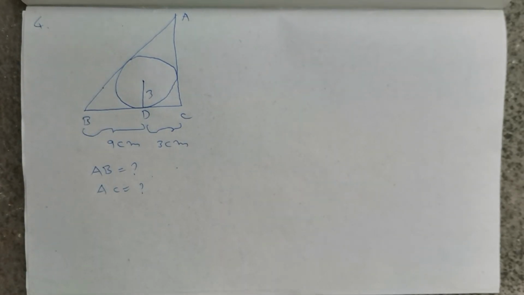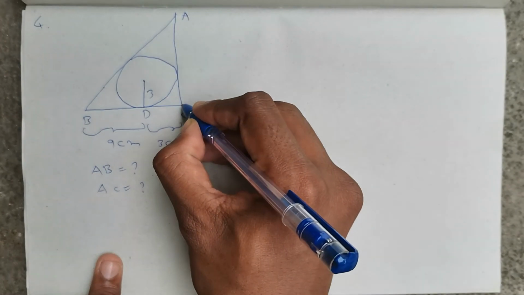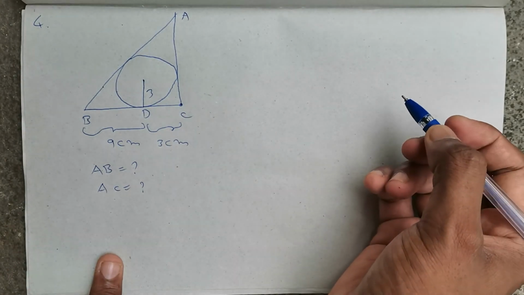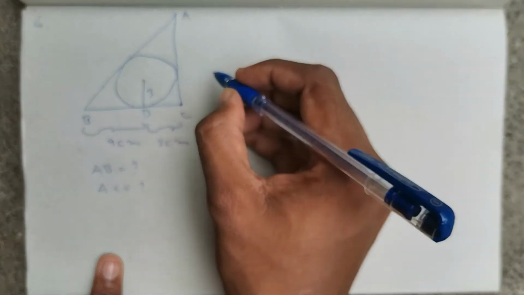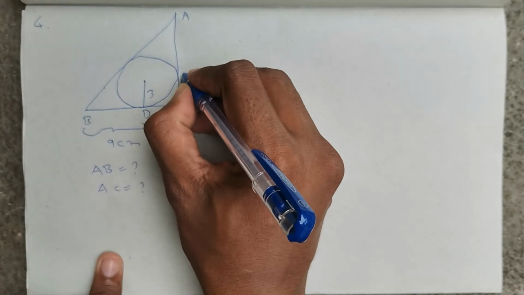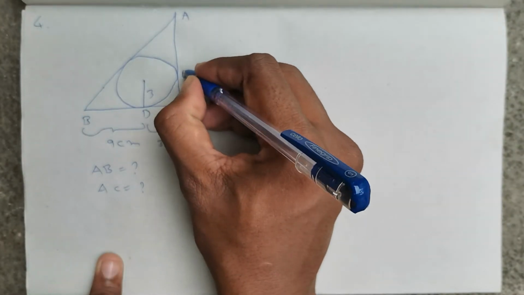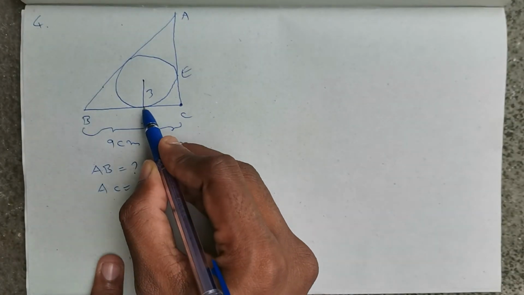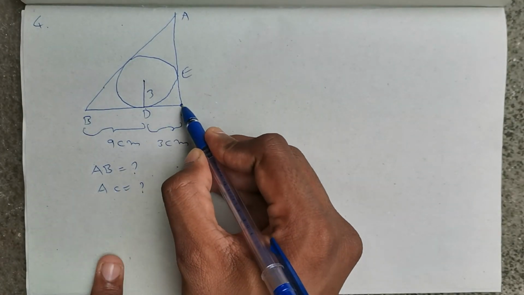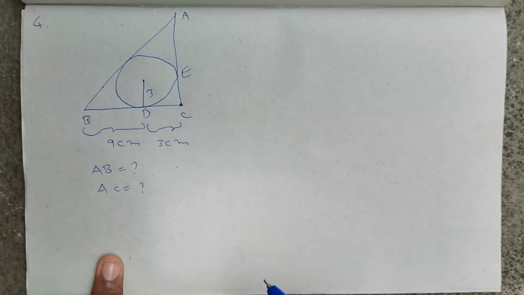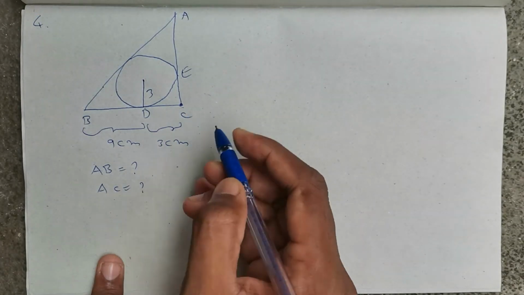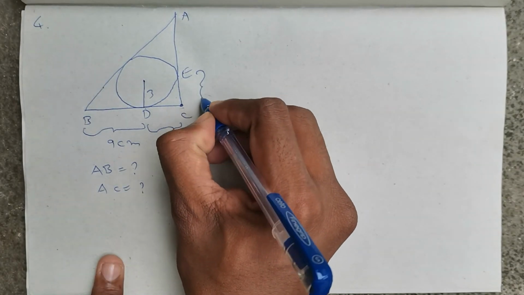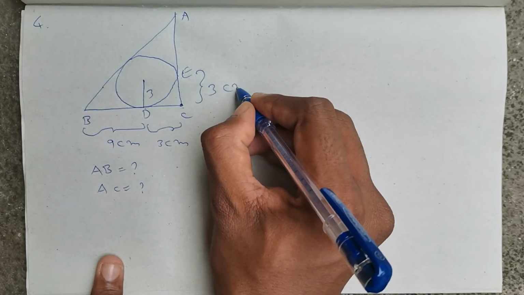So if we observe the figure clearly, here point C is outside of the circle, and I will write something here. A, B, C, D completed. I'll write here E. CE is a tangent, CD also tangent. So from the point C, CE is equal to CD. Already CD he gave as 3 centimeters. So definitely the CE also 3 centimeters only.